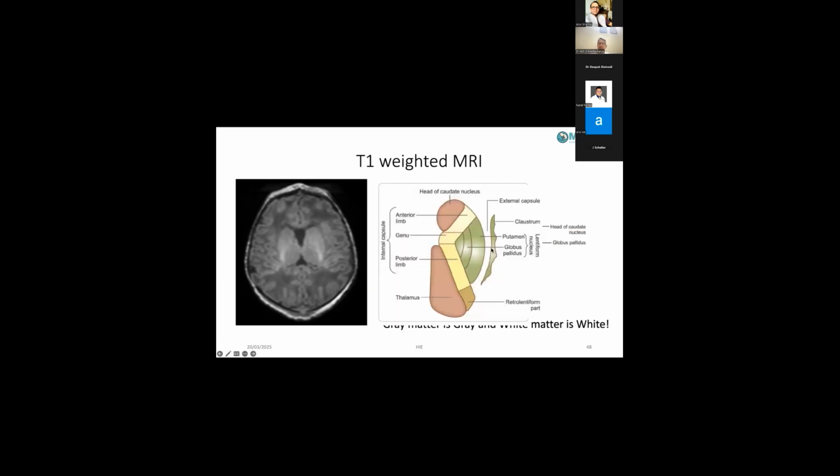Again, the schematics are the same. This is how it looks. The lentiform nucleus, head of the caudate, thalamus, and the internal capsule. And this is the posterior limb of the internal capsule.